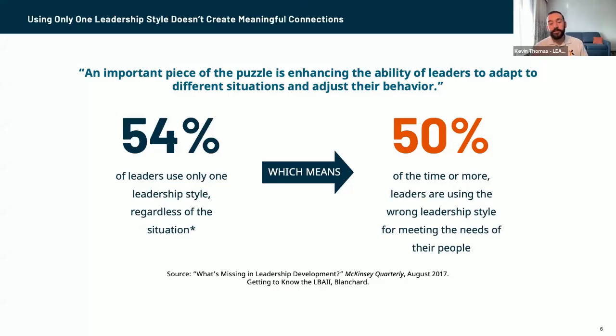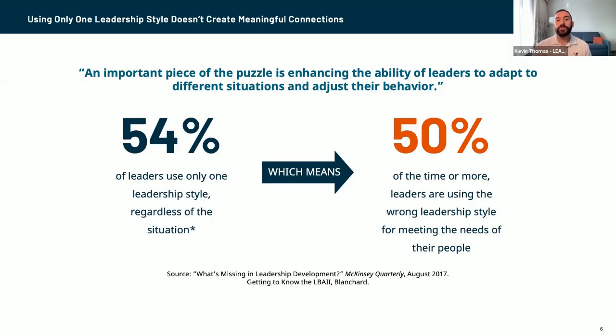One more here, 54% of leaders use only one leadership style regardless of the situation. So what does this mean? 50% of the time or more, leaders are using the wrong leadership style for meeting the needs of their people. Using only one leadership style doesn't create meaningful connections. Research shows that employees need different levels of direction and support depending on their level of competence and commitment. But most managers use only one leadership style, and the results are costly. We're talking turnover, disengagement, diminished productivity, missed opportunities, and much more.